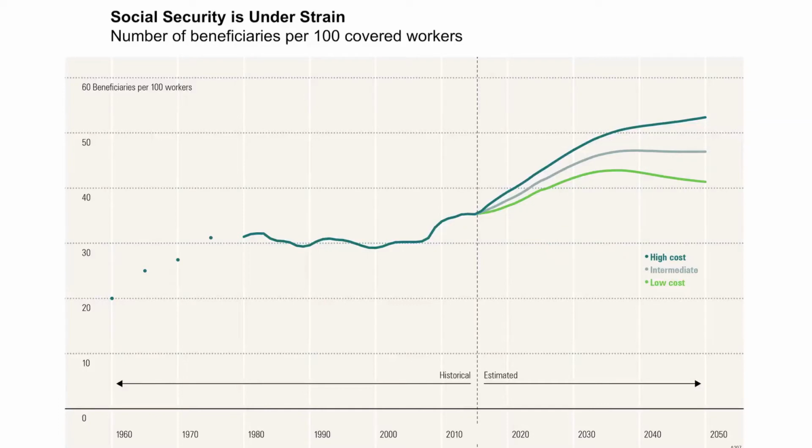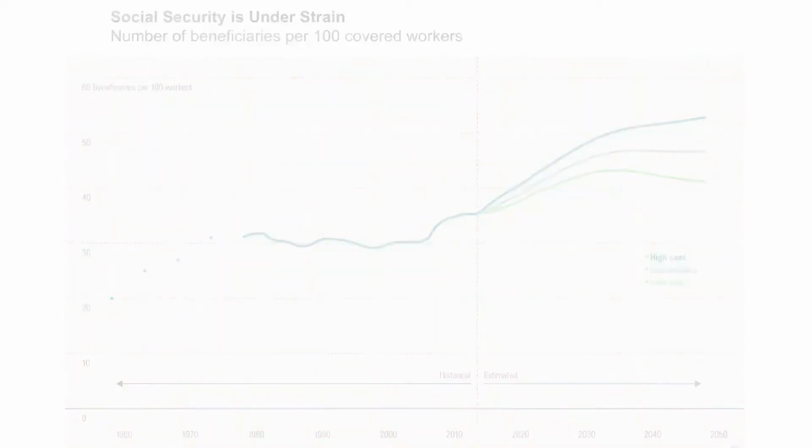The number of beneficiaries per 100 workers, as you can see, has been steadily increasing. Further estimates vary for the 3 different scenarios, but the upward trend is generally continuing. Since the number of retirees per covered worker is expected to keep rising, a shortfall in Social Security funding is likely. To what extent that shortfall will be, of course, is anyone's guess.